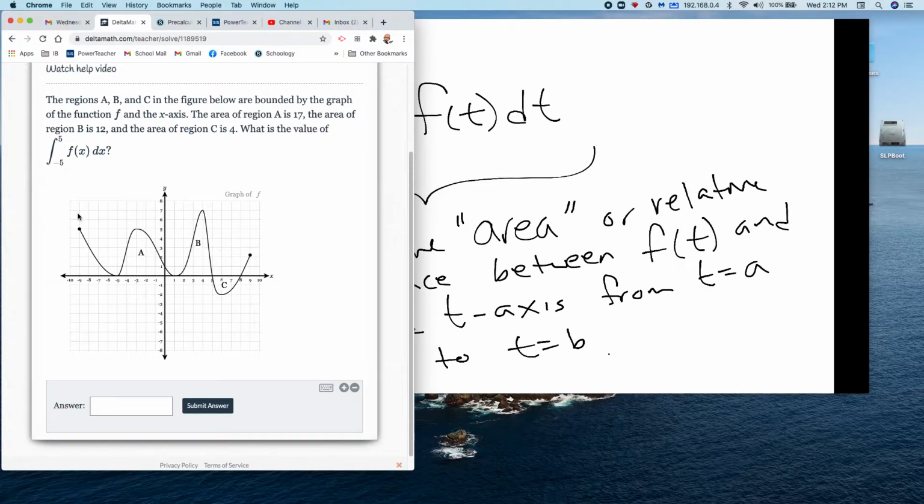What is the value of the integral starting at -5 and going up to 5? When you think about it, because f is above the x-axis all the way from -5 up to 1, that would be an increase in this integral. Then it's above the x-axis again, so that would be more increase in this summation. But when we go below the x-axis, that would be a decrease because f is below the x-axis, all the way up to 8.